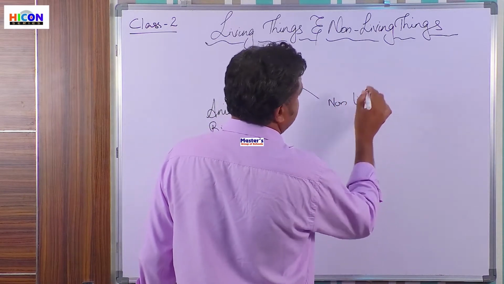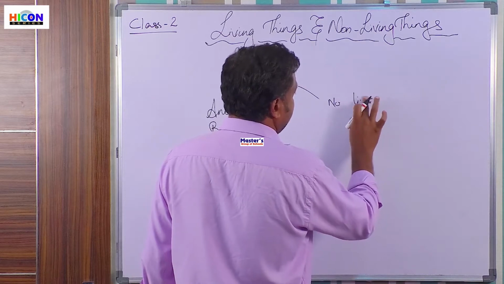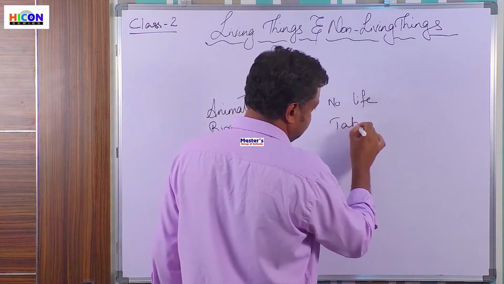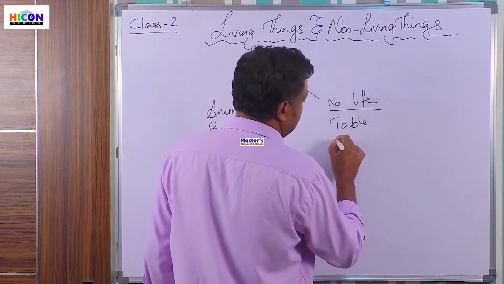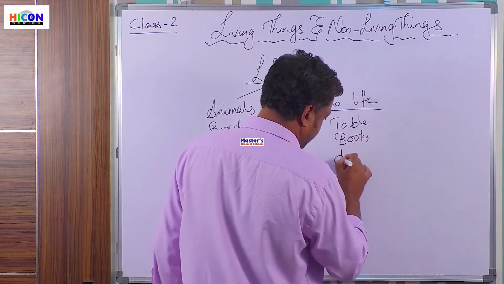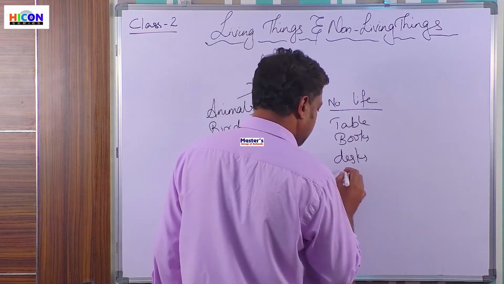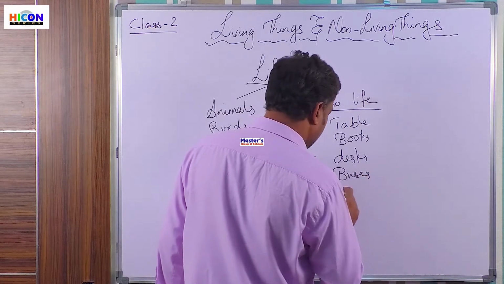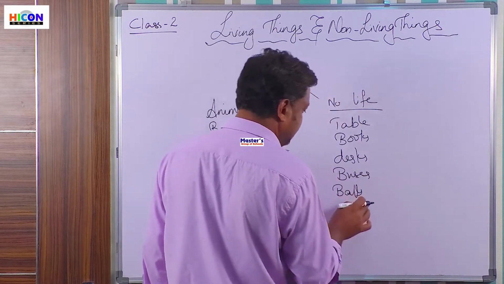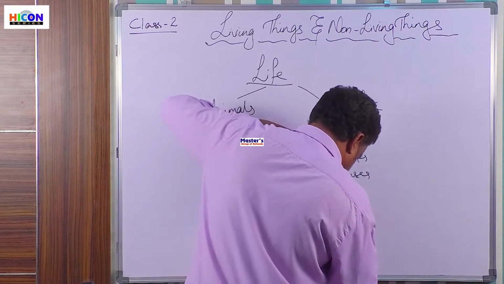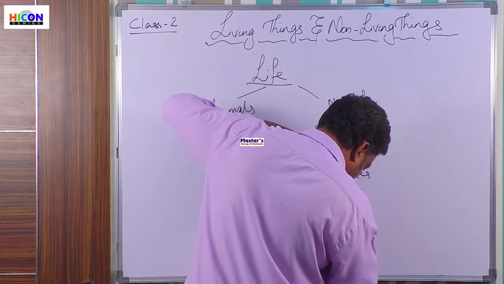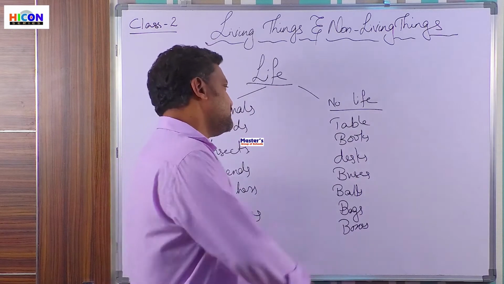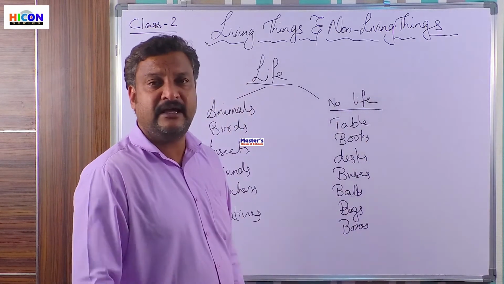And non-living, or things with no life, that is better. They include table, books, desks, then buses, right? Balls with which we play in the ground, then bags, boxes, tiffin box, lunch box and all, right? So there are so many things around us which don't have any life.